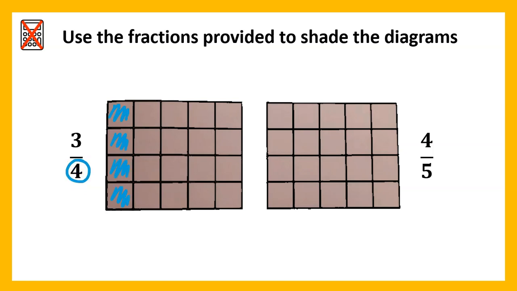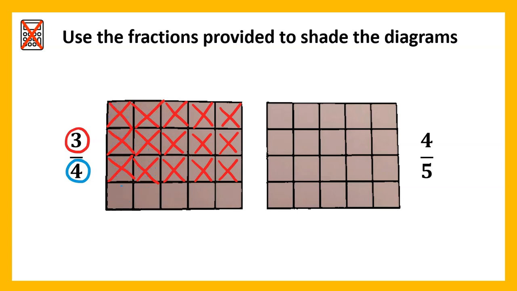So for every 4 of these, we have 3 of them that are shaded. We can repeat this for the next column. So for these 4, we would have these 3 that were shaded. Repeating this for the rest of the diagram would result in this much of the shape being shaded.